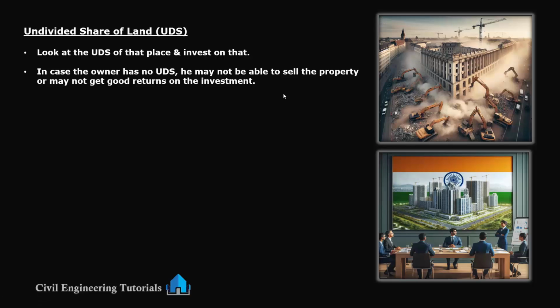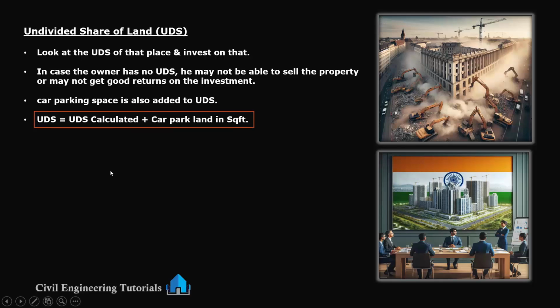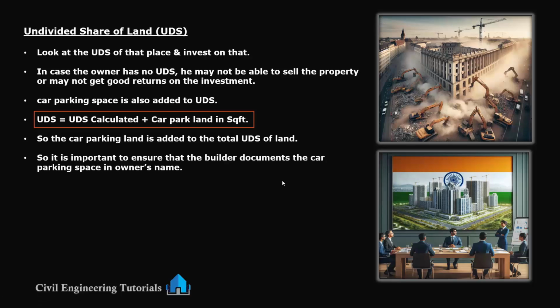If you are getting a car parking space, it is also added to UDS. So the UDS is calculated, and the car parking land is added to the total UDS land. Total UDS is the UDS calculated plus the car parking land in square feet. So it is important to ensure that the builder documents the car parking space in the owner's name. It is very important.